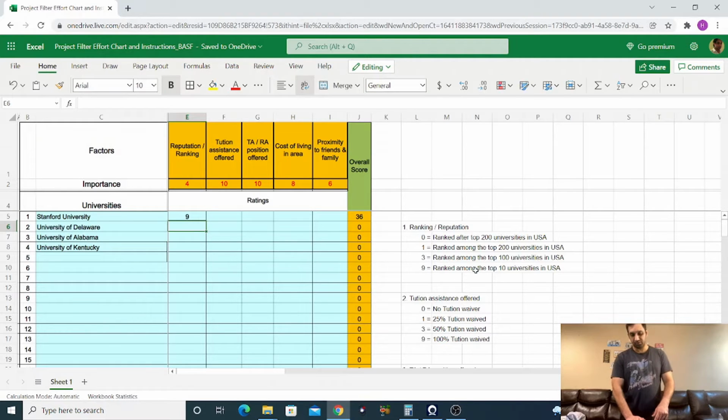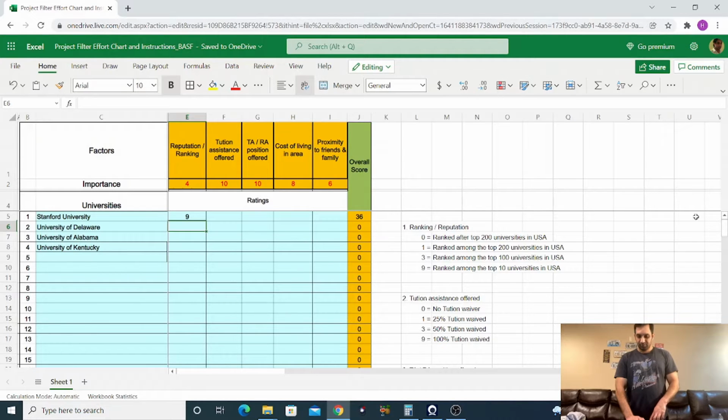If it's ranked among the top 100 universities, it goes down to a 3. If it's ranked among the top 200, it goes down to a 1. And if it's ranked after 200 universities, the rank is going to be low. So accordingly, your rating is the lowest as well.